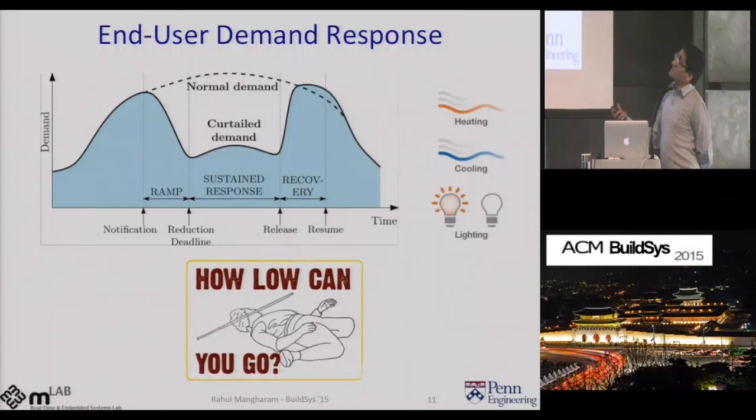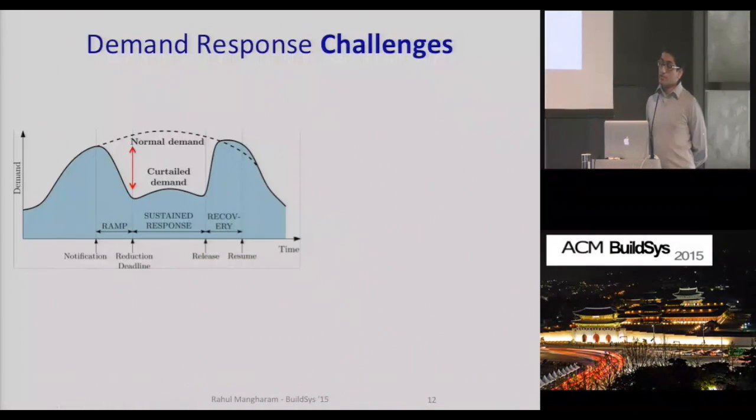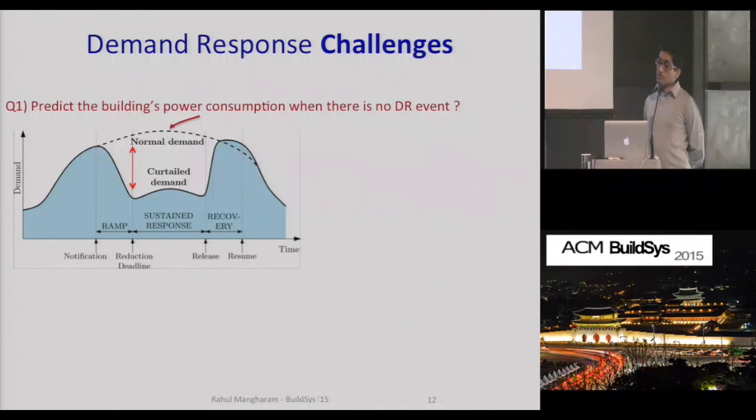So the question really is, if this is your predicted trajectory of your baseline, how low can you go while maintaining comfort conditions within the environment, right? So you can obviously try to manipulate each of these variables over here. But there are three sub-problems over here, right? So the first problem is, how do you predict what the building's power consumption is going to be when there is no demand response? So that's the baselining problem.